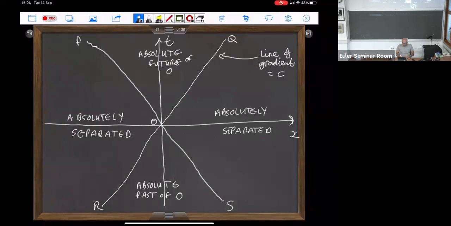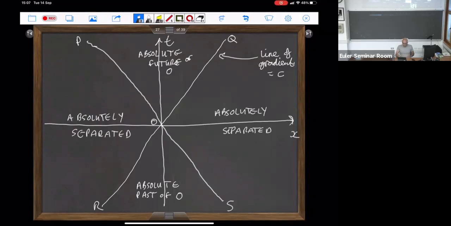So the point is that the absolutely separated region means that any other event which occurs in that region will always have a different x coordinate to O, a different x position to O. And similarly, in the absolute future, any other event will occur after O, meaning that there's no frame of reference you could find in that region that would have the same time coordinate as O.